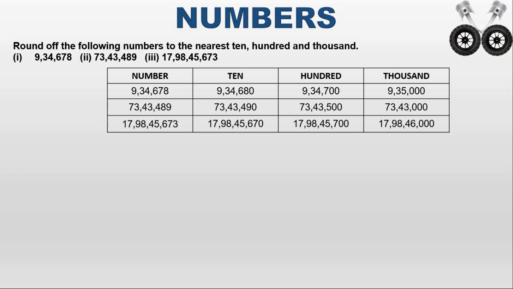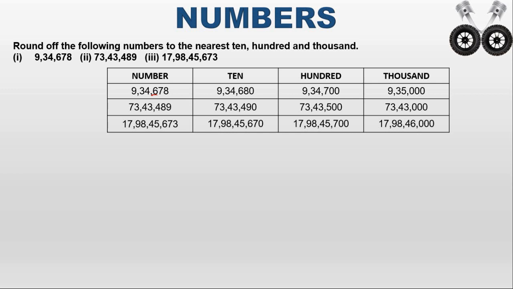Okay, so next is the 100 portion. So what is the 100 portion number? 1's, 10's, 100. 6 is in the 100 portion. Okay, so you have to see the right side number. What is the right side number? 7. It is greater than 5. That means you have to add 1 to the 6. So it will become 7. So what is the answer? 9,34,700.